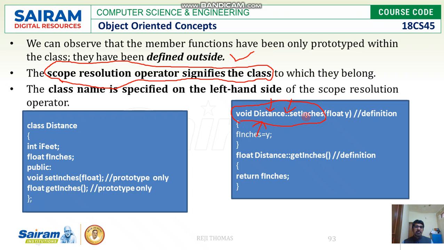Please do remember, first you have to write the return type. Now, if the return type is void, I just wrote void. Then you have to write the class name to which the function belongs, the scope resolution operator, and the function definition.